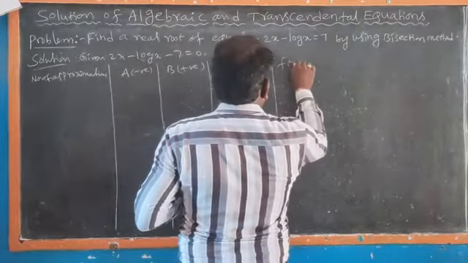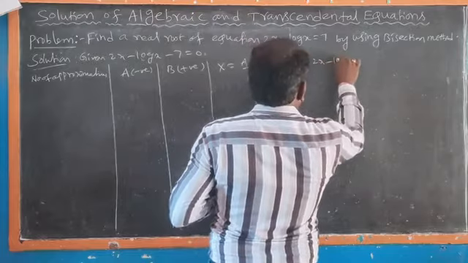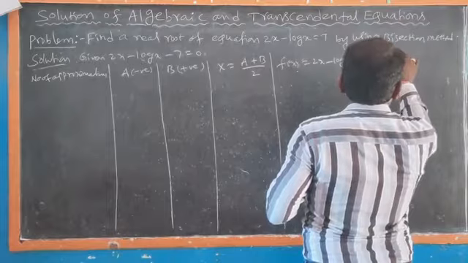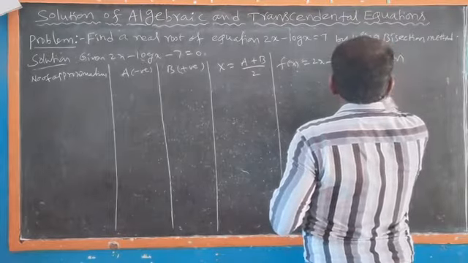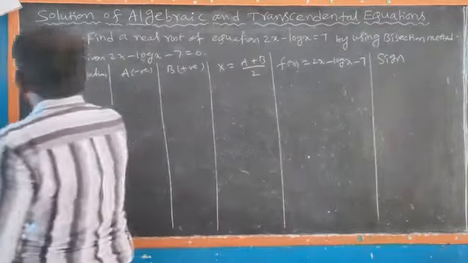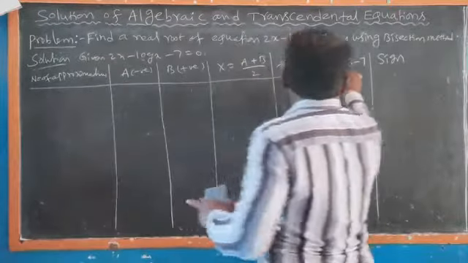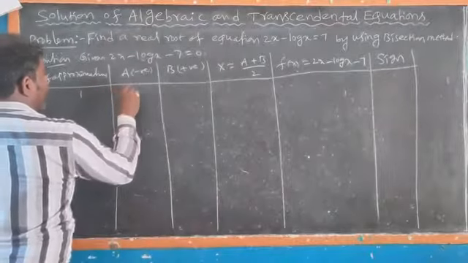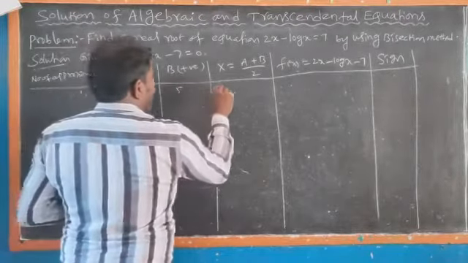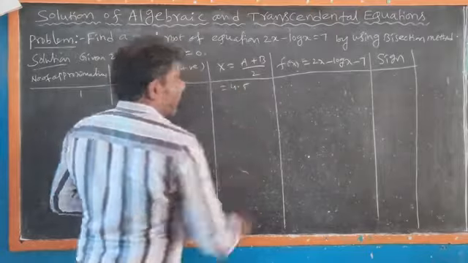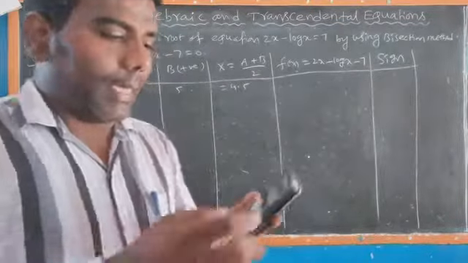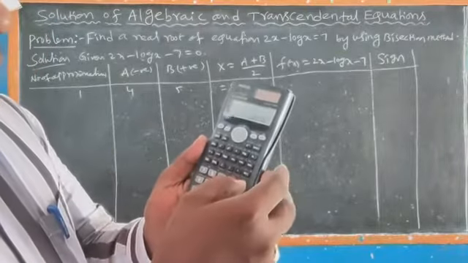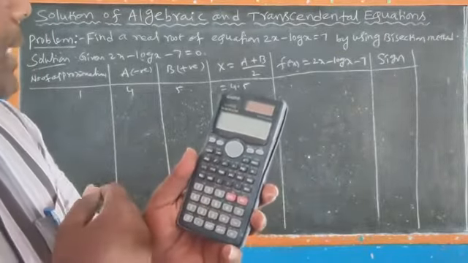f(x) = 2x - log x - 7. The sign means negative or positive, right? Now the first approximation: a value 4, b value 5, x = 4.5. Now type the formula in the calculator, that equation 2x - log x - 7. Now AC, it is saved.